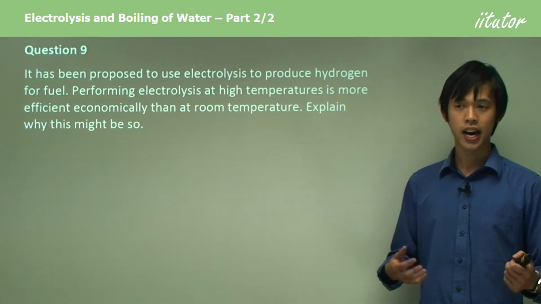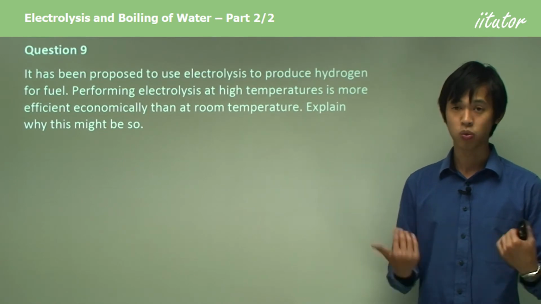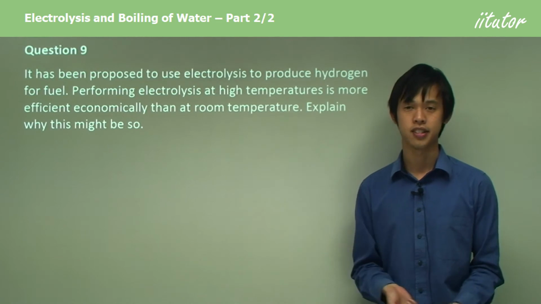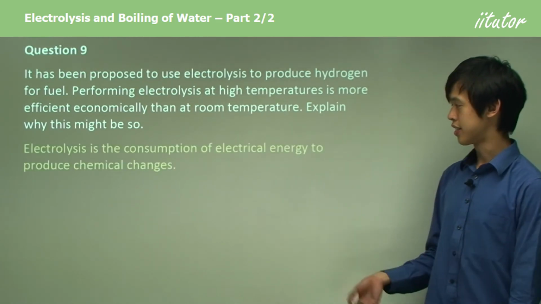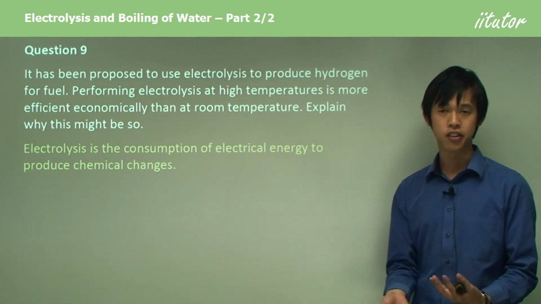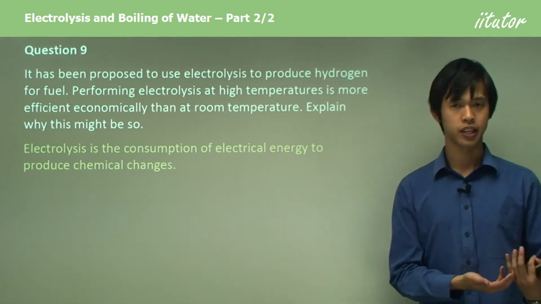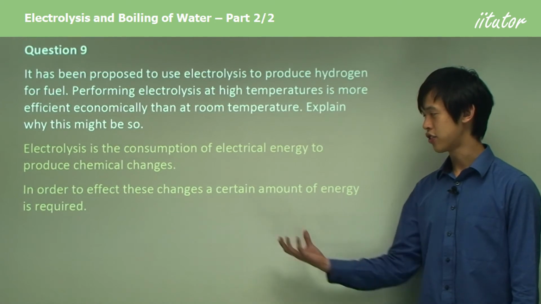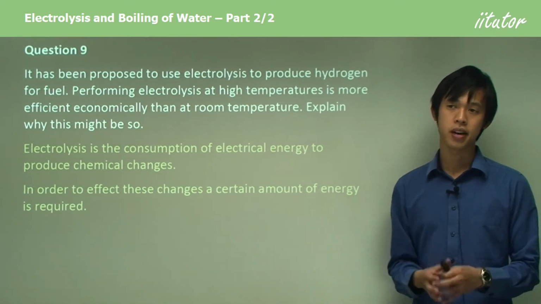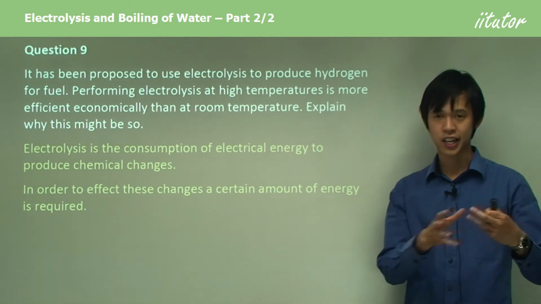It seems like high temperature electrolysis, so making the water hotter, seems to be better than leaving it at room temperature and electrolysizing it. So electrolysis is the consumption of electrical energy to produce chemical changes. We're consuming electrical energy to essentially produce chemical energy. Now, in order to affect these changes, a certain amount of energy is needed. So we need a certain amount of energy to get this reaction to happen.